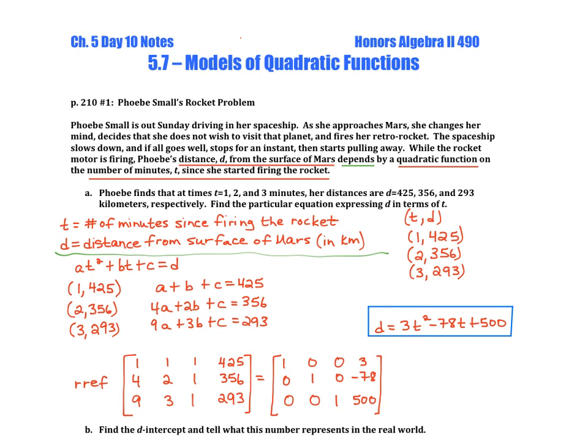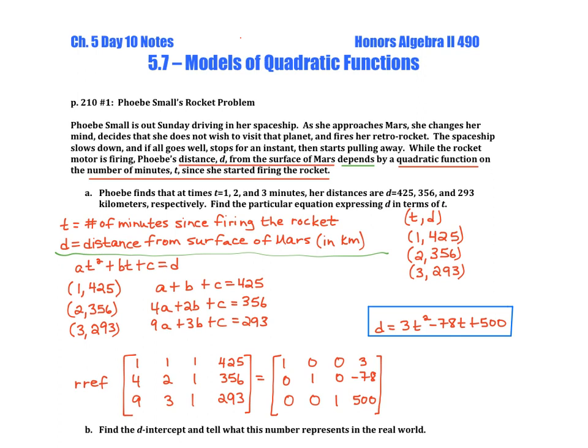All right, part A. Phoebe finds that at times t equals 1, 2, and 3 minutes, her distances are d equals 425, 356, and 293 kilometers respectively. Find the particular equation expressing d in terms of t.